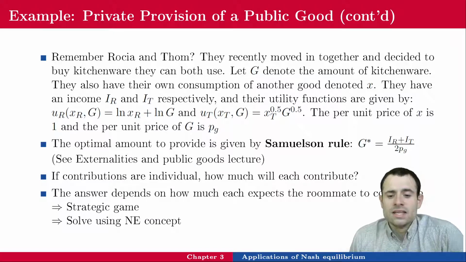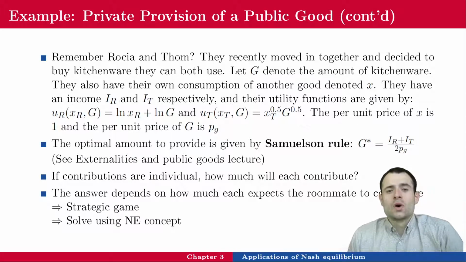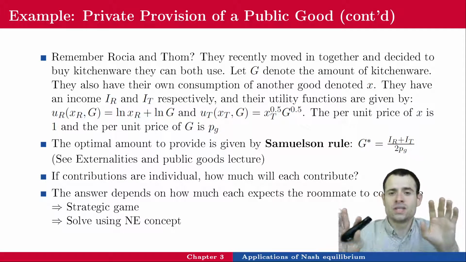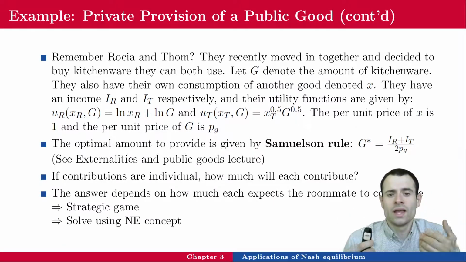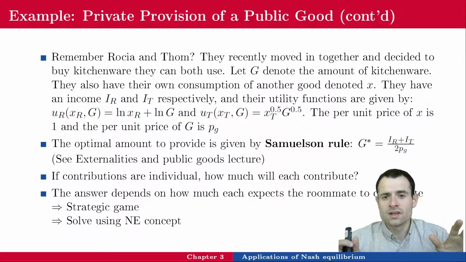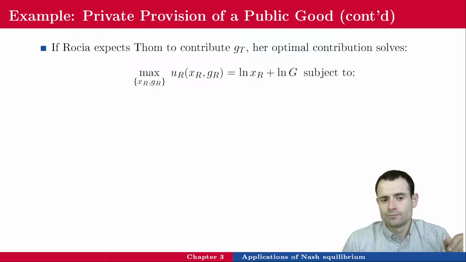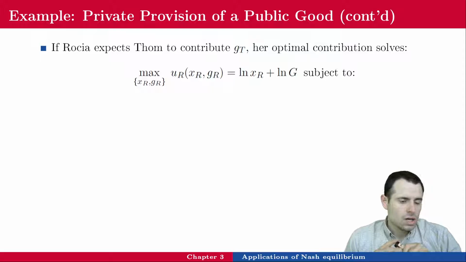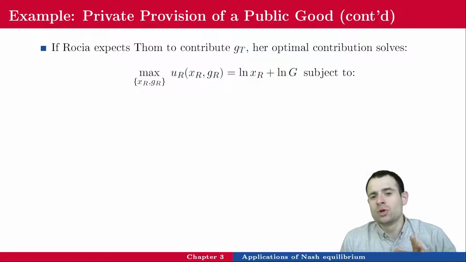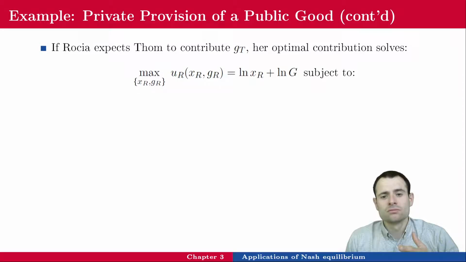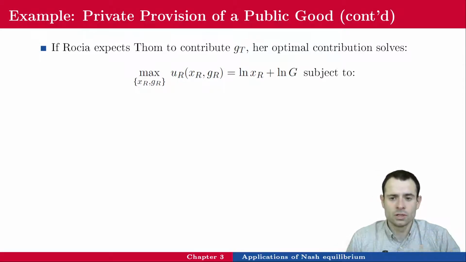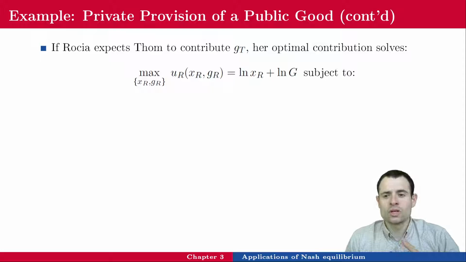Since we are looking at individual contributions, we are going to separately maximize utilities subject to their respective budget constraints, the same way we maximized individual profits for the Cournot model and for the Bertrand model. Let's start with Rosia. If Rosia expects Tom to contribute an amount GT to the public good, T for Tom, G for public good, her optimal contribution is going to maximize her utility.